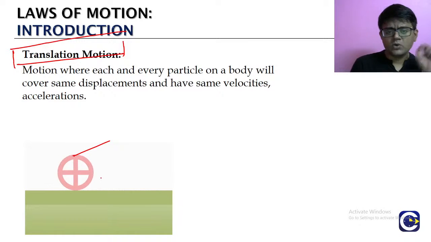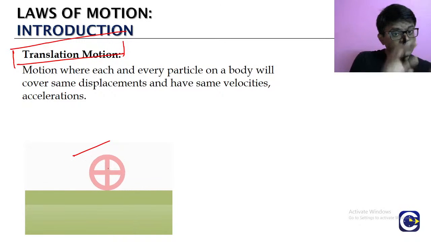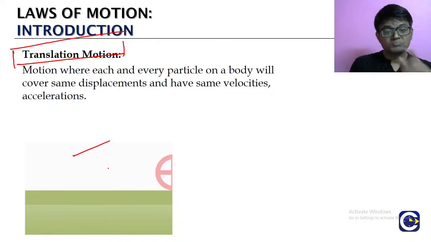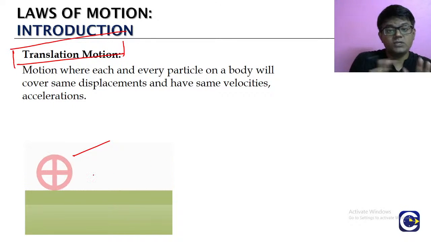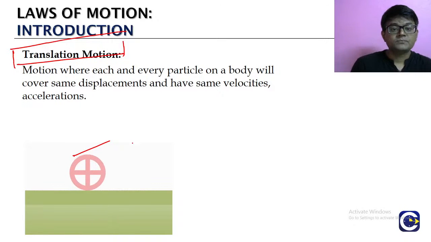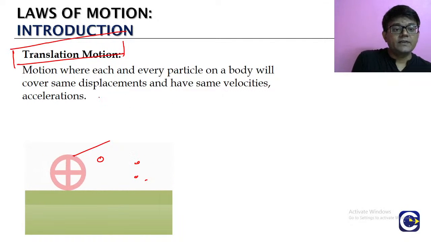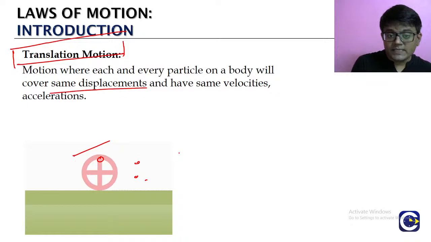But if you take a closer look at the motion, you see one thing: the wheel is not rolling. Normally what we observe is that the wheel will roll, but in this representation the wheel is not rolling, it is just moving like that. So if you look at any point on that wheel, you will see that any point in a given time will be covering the same displacement.